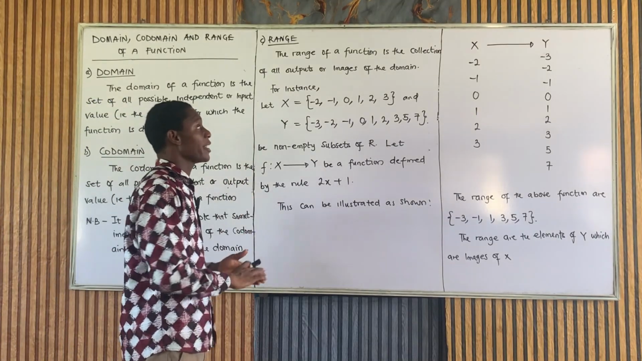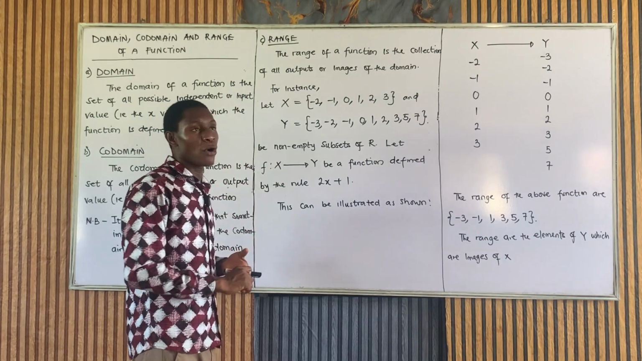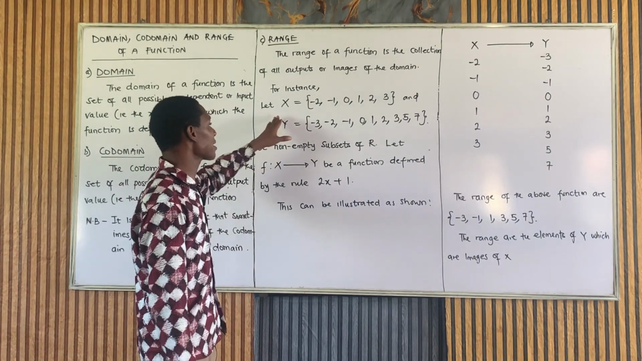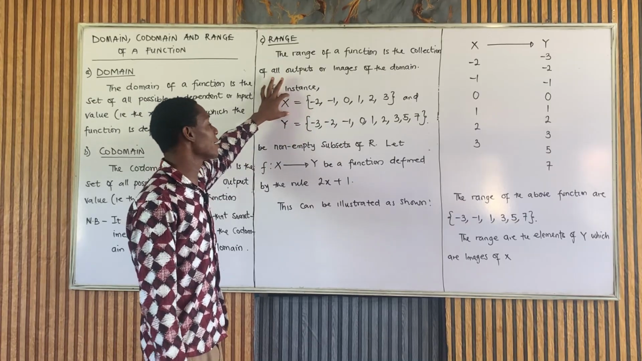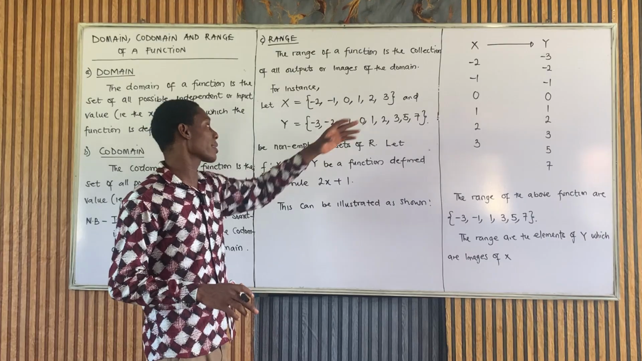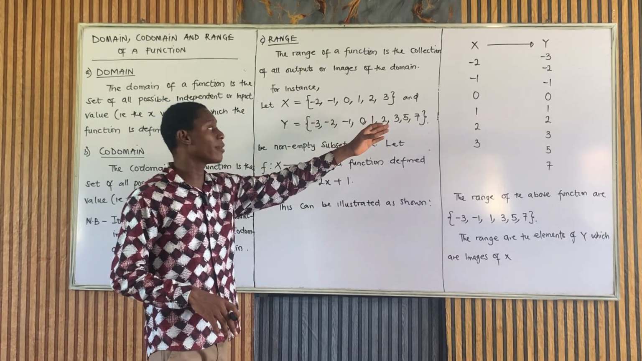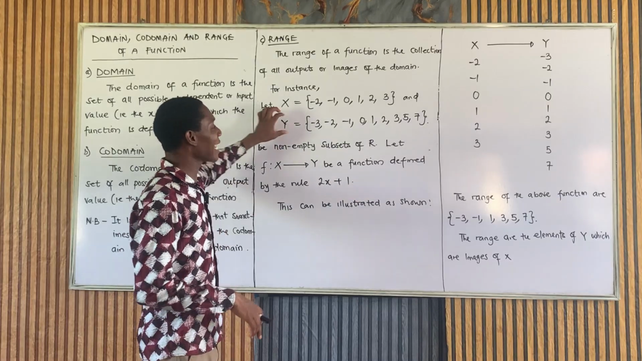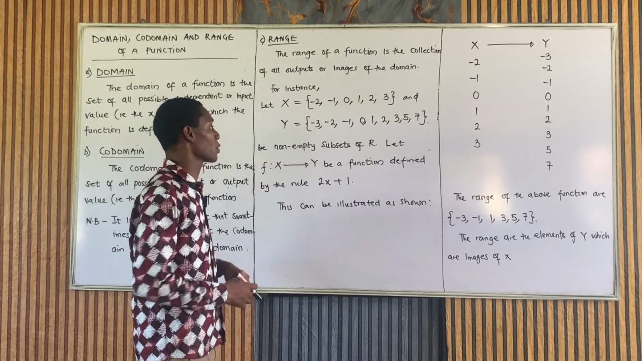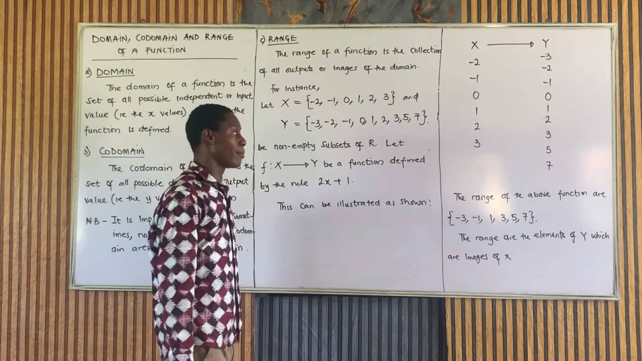The next is range. The range of a function is a collection of all outputs, or images, of the domain. Now let's illustrate all of this. Let's say for instance this is X, which is the domain, the independent variable: -2, -1, 0, 1, 2, and 3. And Y is -3, -2, -1, 0, 1, 2, 3, 5, and 7. The Y is the dependent or the output, and this is the input. Let them be non-empty subsets of R. R means real numbers.